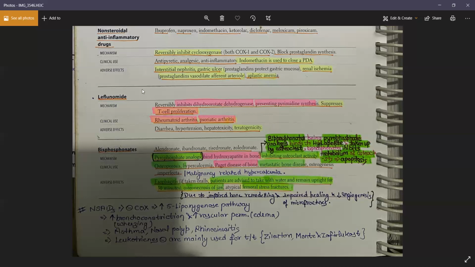No, thank you. Then you have the bisphosphonates, like the alendronate, ibandronate, risedronate, zoledronate. All of them have the name dronate in them, okay? And basically these are the pyrophosphate analogs, okay?